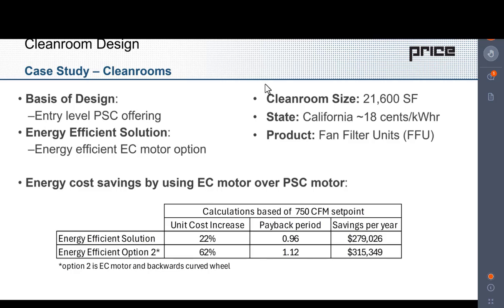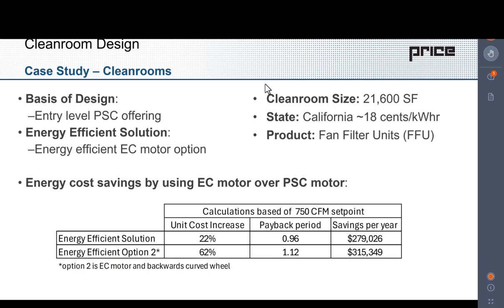We looked at two options with the customer. The energy-efficient solution 1 was just an EC motor with a forward curved wheel. But we also compared it to an energy-efficient option 2. There was a little bit more upfront cost on this, but there was a continued annual savings as well, as the backwards curved wheel is a little bit more energy efficient than the forward curved wheel. In the end, the customer went with the energy-efficient solution 1, which was a 22% increase in the unit cost.